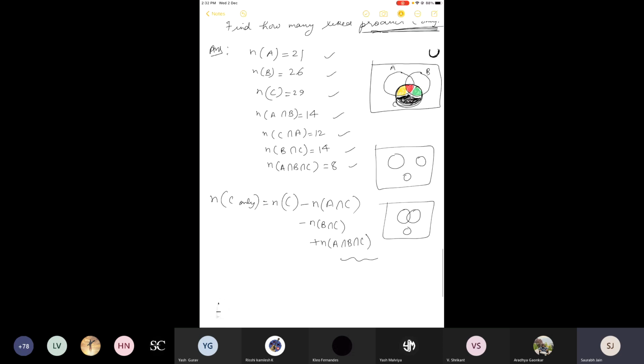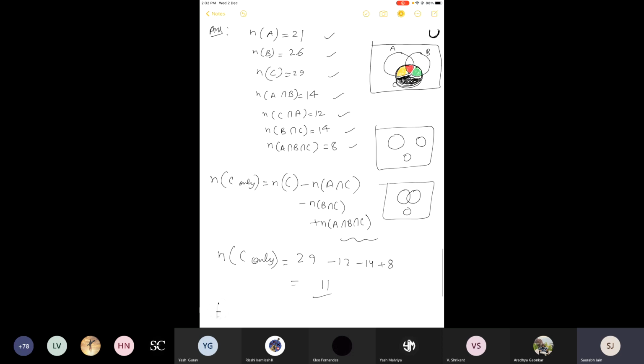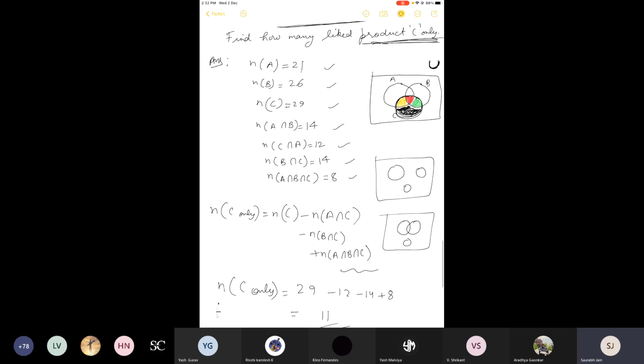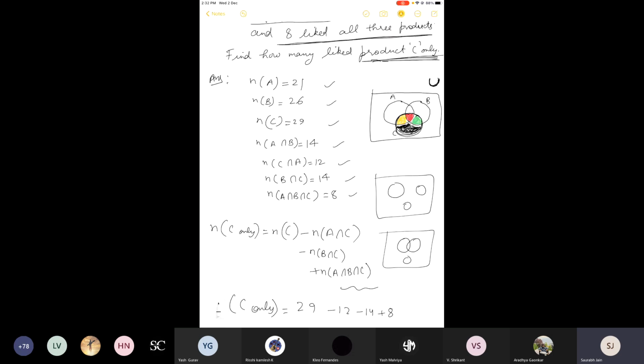So overall, now the question is over because all the values are given in the question. N(C) is 29, N(A intersection C) is 12, N(B intersection C) is 14, and this is plus 8. So this will be the answer and it will come out to be 11. 29 minus 23 plus 8, 11. Though it looks like the question will be based on N(A union B union C), but it is not.